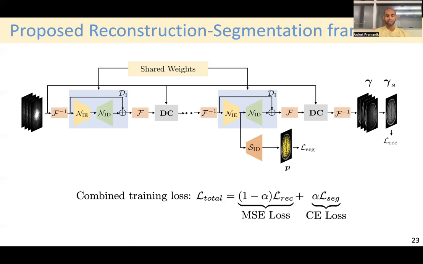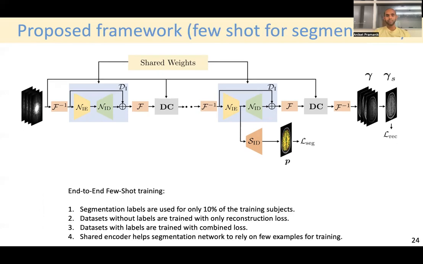This is the combined training loss, where you use mean squared error loss for reconstruction and cross entropy loss for segmentation. And the weights in the reconstruction network are shared across iterations. That is an important point. So now we also test this framework for training it with few shots for segmentation, where we assume labels available for only 10% of the subjects. When data sets are without segmentation labels, we train it with reconstruction loss. And when data sets are with labels, then we use the combined loss. The shared encoder helps the segmentation network to rely on fewer examples for training.